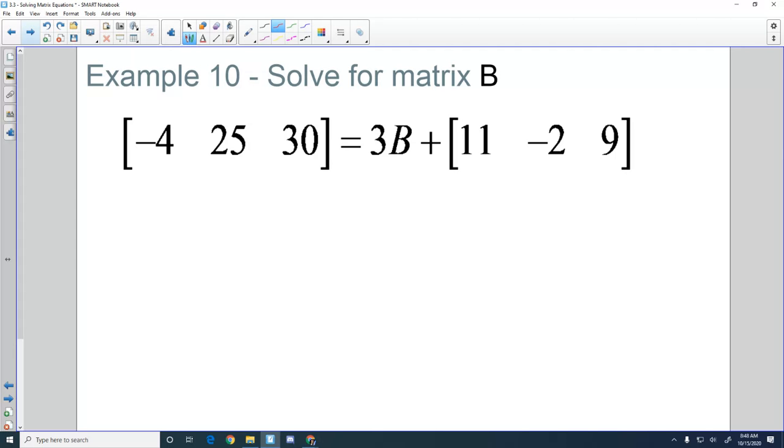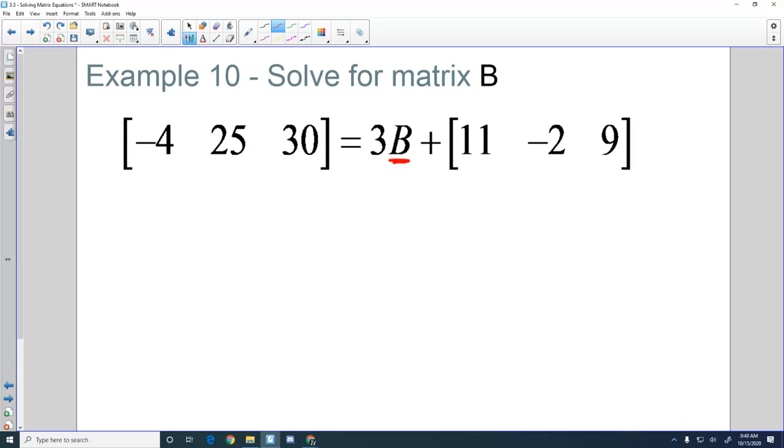Our goal is to isolate matrix B. I want to get that by itself on the right side. But there are two other things on the same side. There's the 3 in front of it, and then there's this other matrix that's being added to it. Which do you think I should cancel out first? The 3 or the matrix?